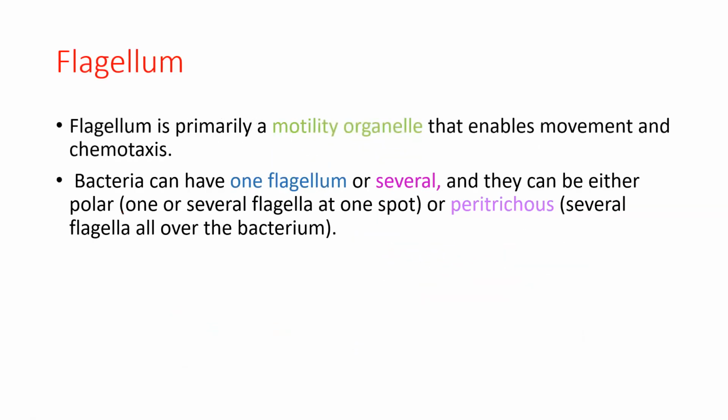Some bacteria have flagellums all over the bacterium. That is called peritrichous. Peri means a number of flagellums present all over the bacteria. That is called peritrichous.